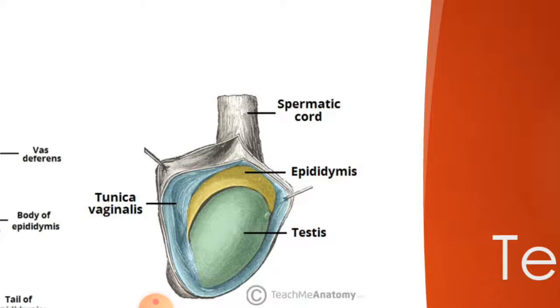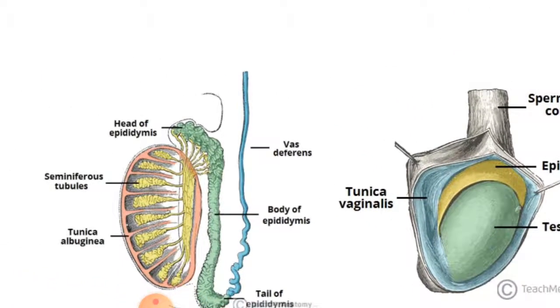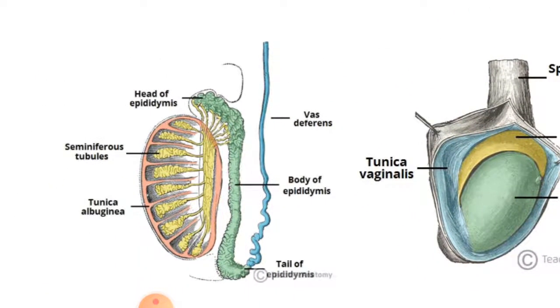The next layer is the tunica albuginea, and this is a fibrous covering beneath the tunica vaginalis, and this layer will form septa, and it will divide the glandular structure of the testes into lobules.